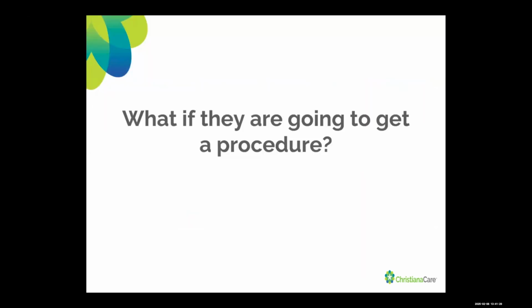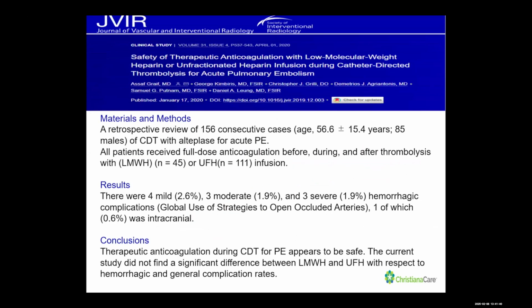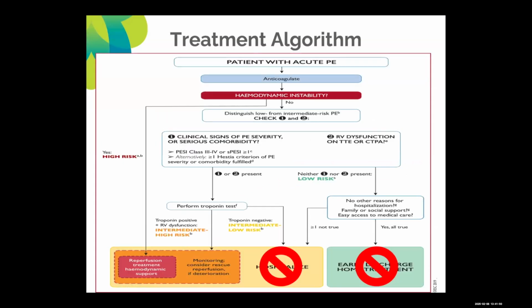But the question always comes back, what are we going to do if there's a procedure? Is it safe putting them on Lovenox, which we can't reverse easily, compared to heparin, which we can just stop if they're going to get a procedure? So, a little shameless plug warning, we published this article about 156 cases of catheter-directed thrombolysis, all of them on therapeutic Lovenox or heparin, and found no increase in bleeding, hemorrhage, or any kind of adverse event, actually. So now, after we said give everybody who can the intermediate low risk heparin, we're going to focus on intermediate high risk.